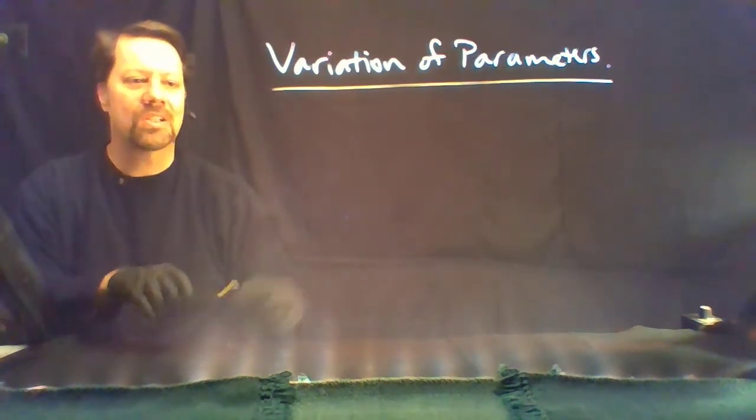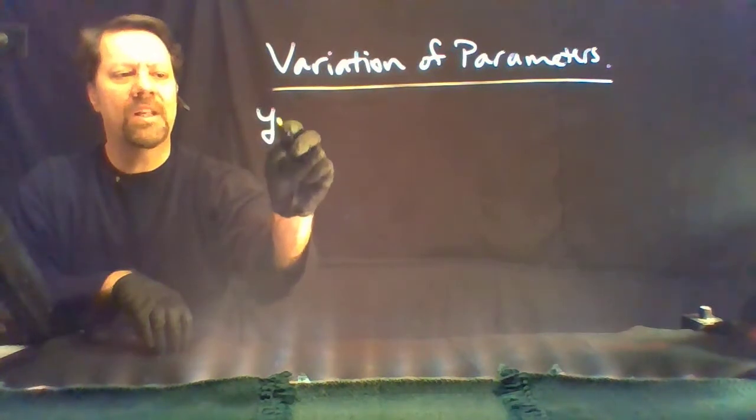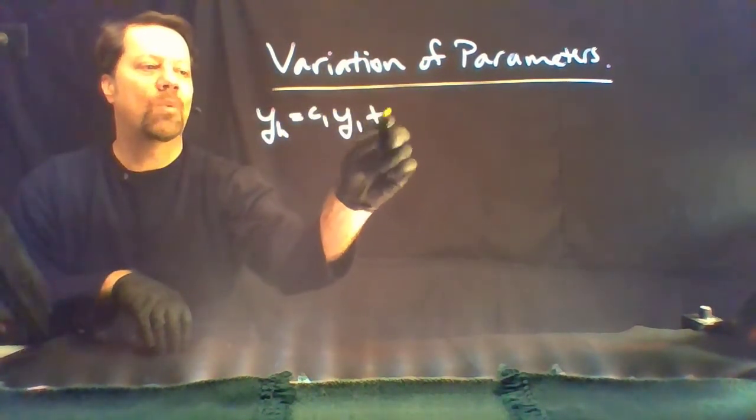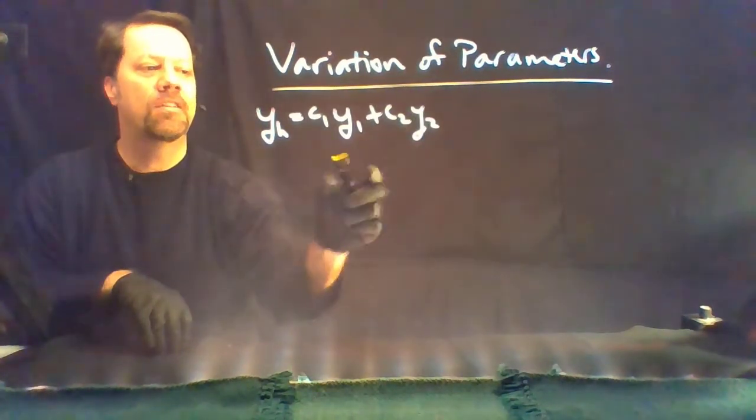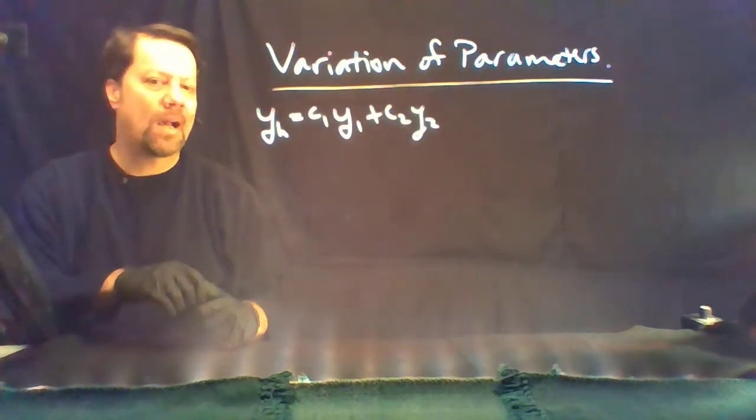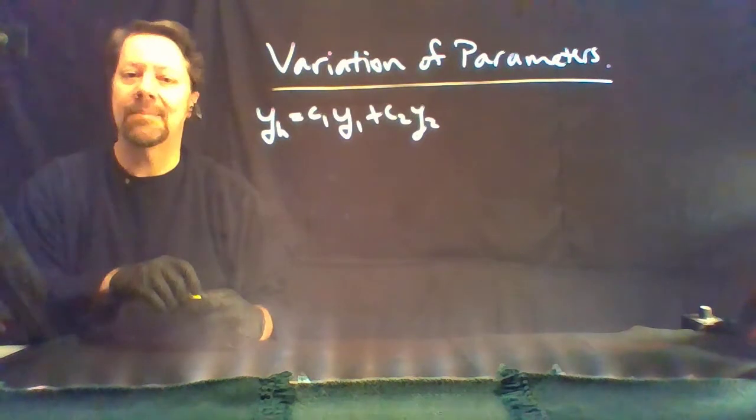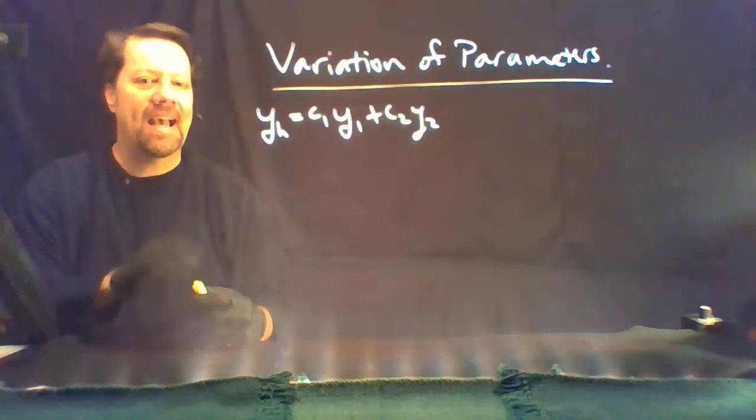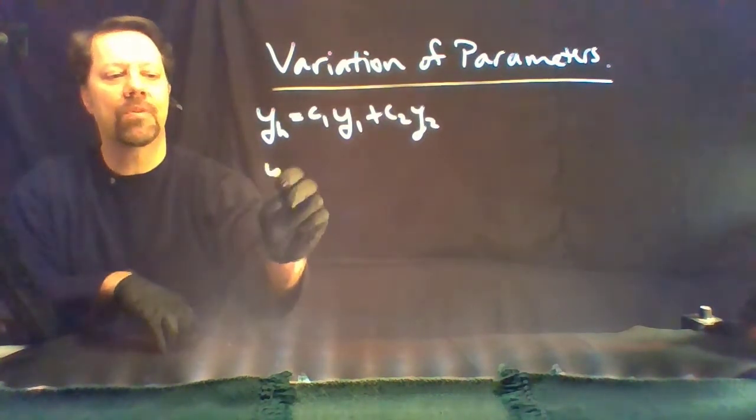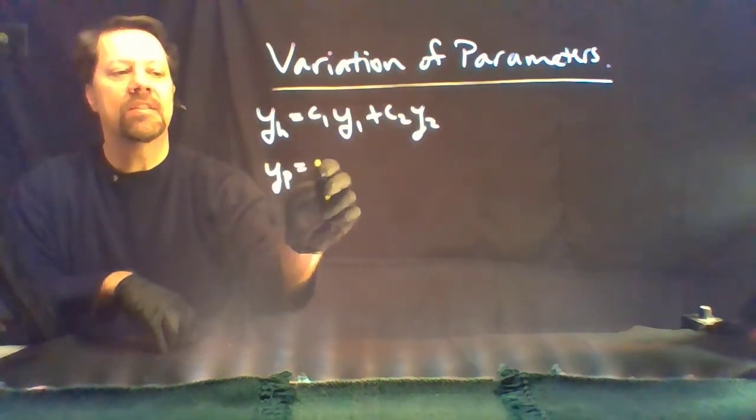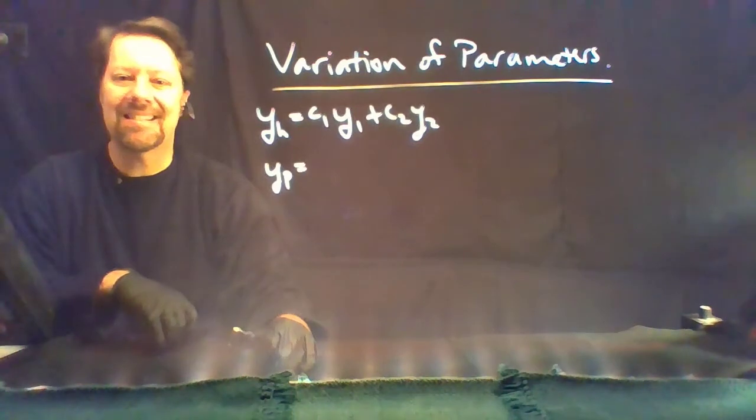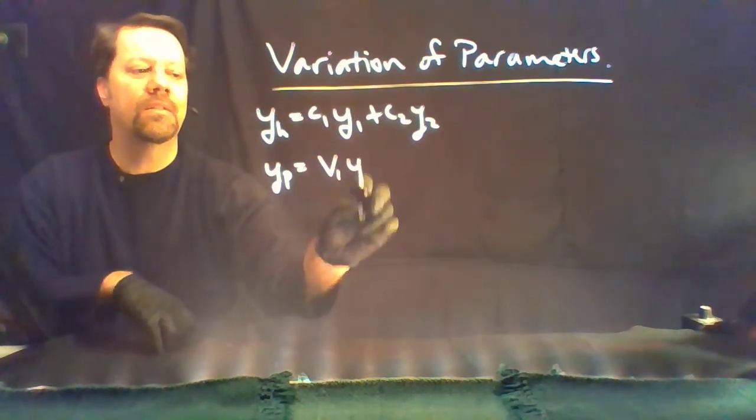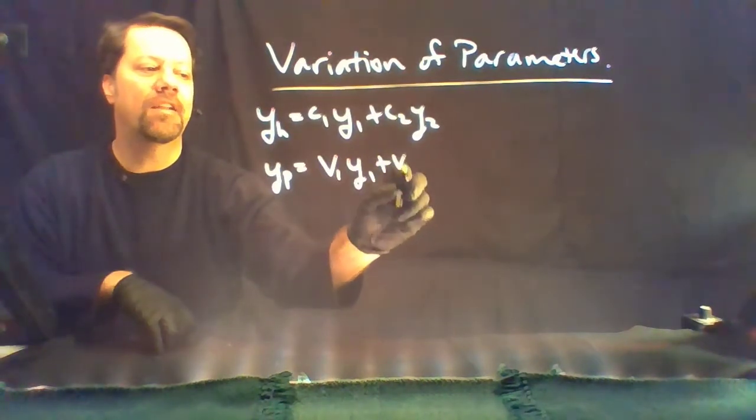The method works like this. We know that the homogeneous solution will be of the form c1y1 plus c2y2 for some linearly independent functions y1 and y2 and some constants c1 and c2. As we saw with the method of reduction of order, sometimes it's useful to turn your constants c1 and c2 into functions. We'll call them v1 and v2.